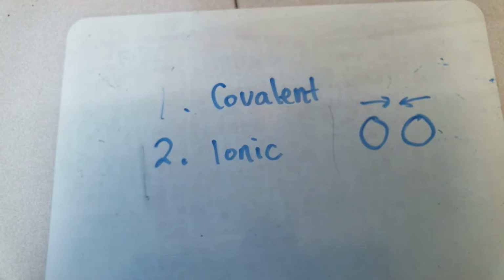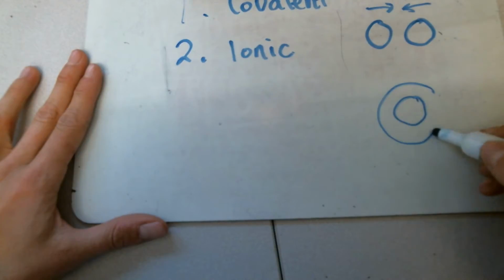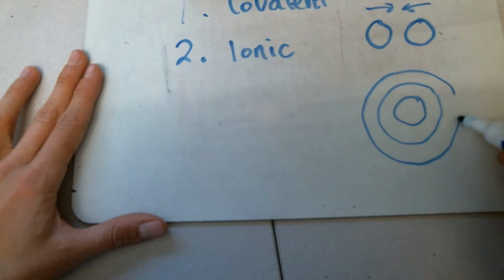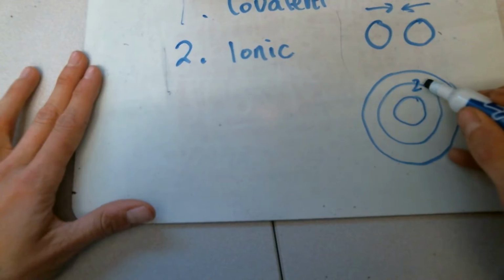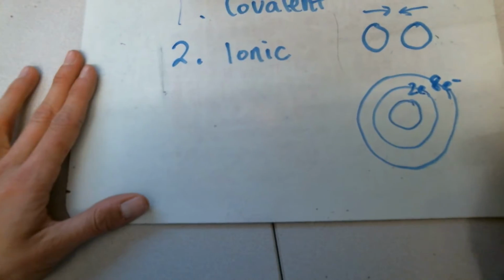Bonding is based on the octet rule, meaning that we have 8 electrons in each ring of our atom. So if you remember, we have our nucleus, and then we have rings that go around our atom. And in most shells, except for the first one, we have 8 electrons, right? So that's based on the octet rule.